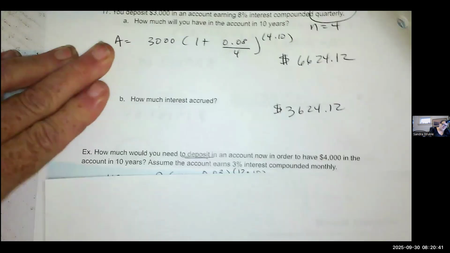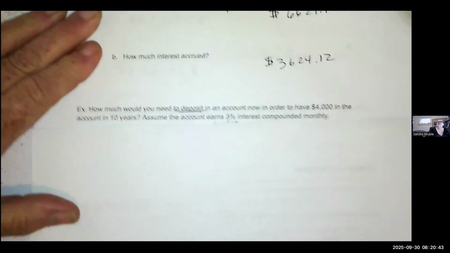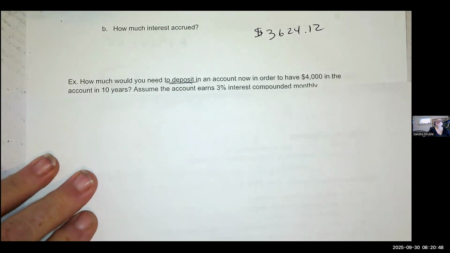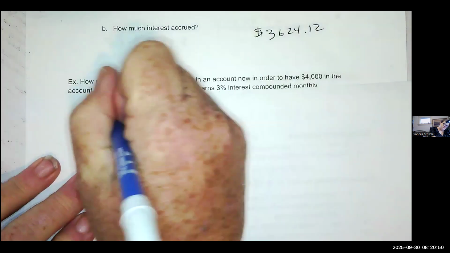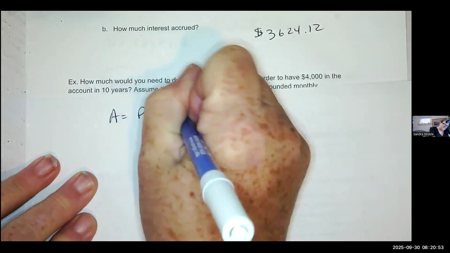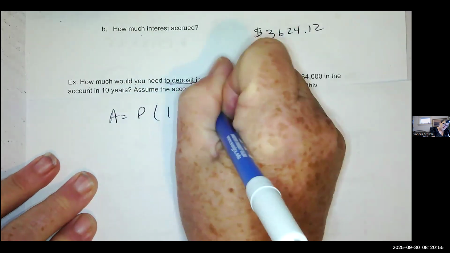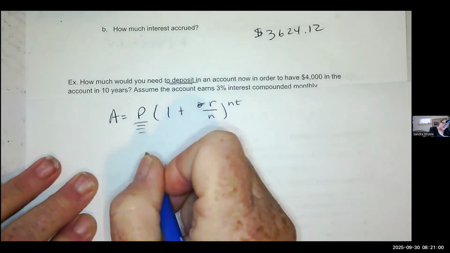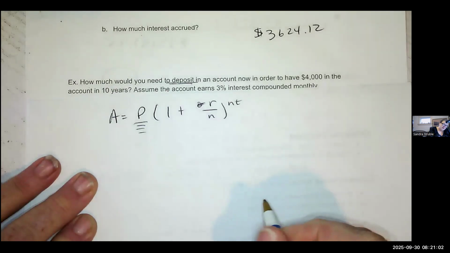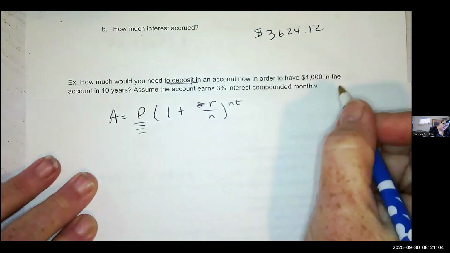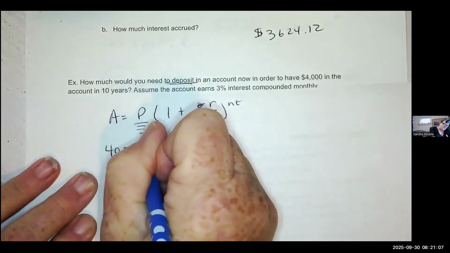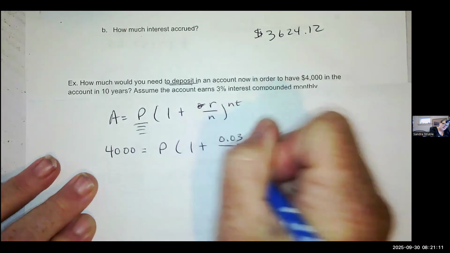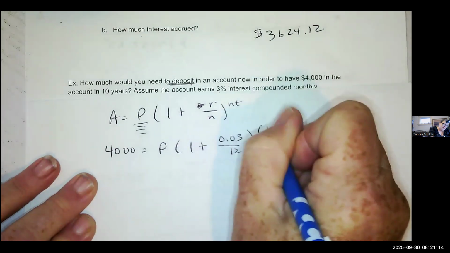All right, now we're down to something that was different, which is why I did this one. This one, they want to know how much you deposit. They don't want to know how much you have in the end. They want to know P. A equals P times (1 plus R over N) to the NT. So we're looking for P. You can do this however you want to do it. The most important thing is let's get you set up. You want to have 4,000 in the end. We're looking for P. The rate is 3%. It's compounding monthly for how many years?